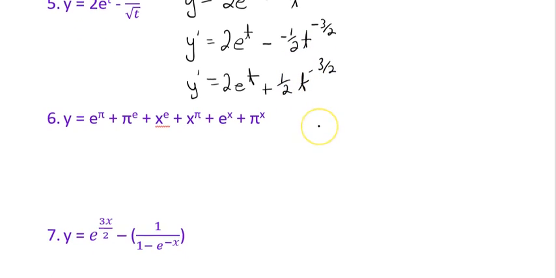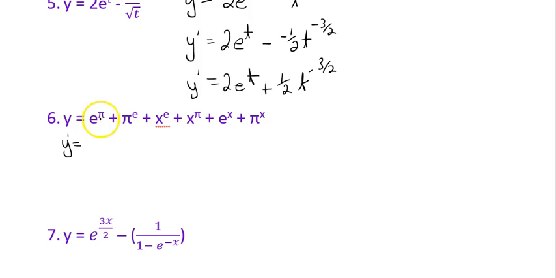Alright, example 6. I have this very long string of things because people get confused when you're using e's and pi's and they don't think of them as numbers, but they are numbers, and you need to remember that. Treat them as if they were like 3 or 2. E and pi are numbers. So let's think about what's going on.